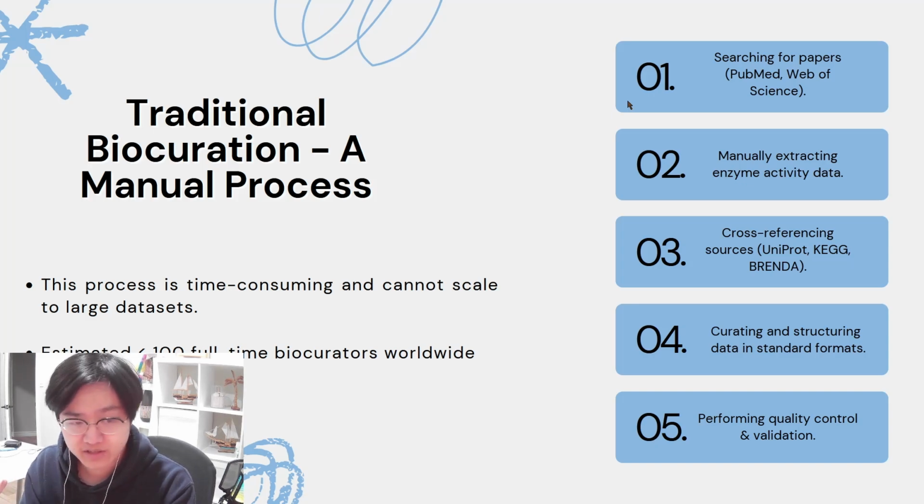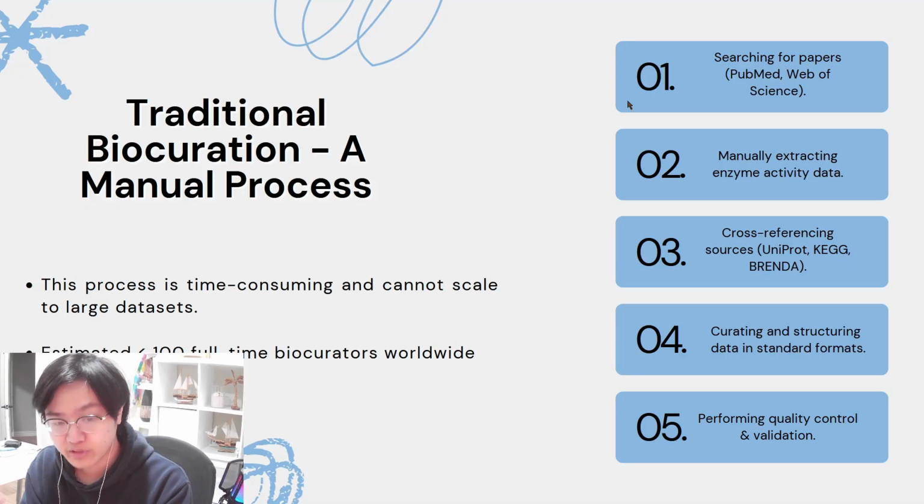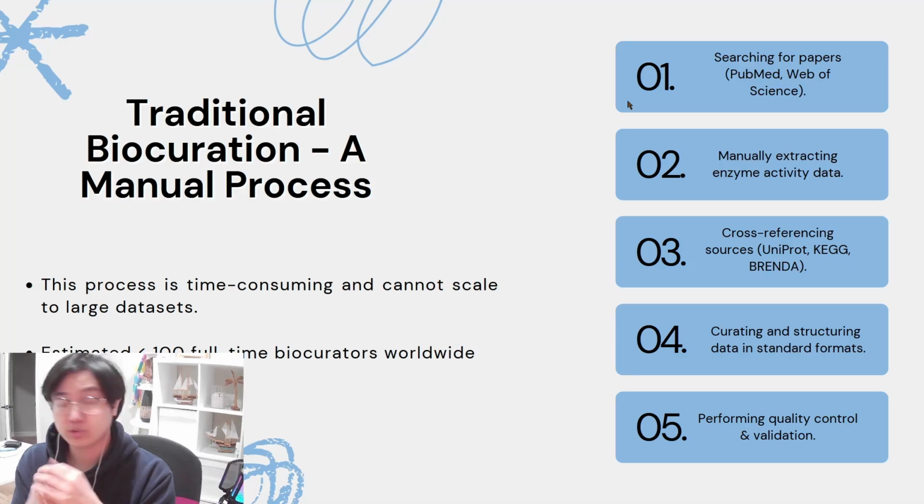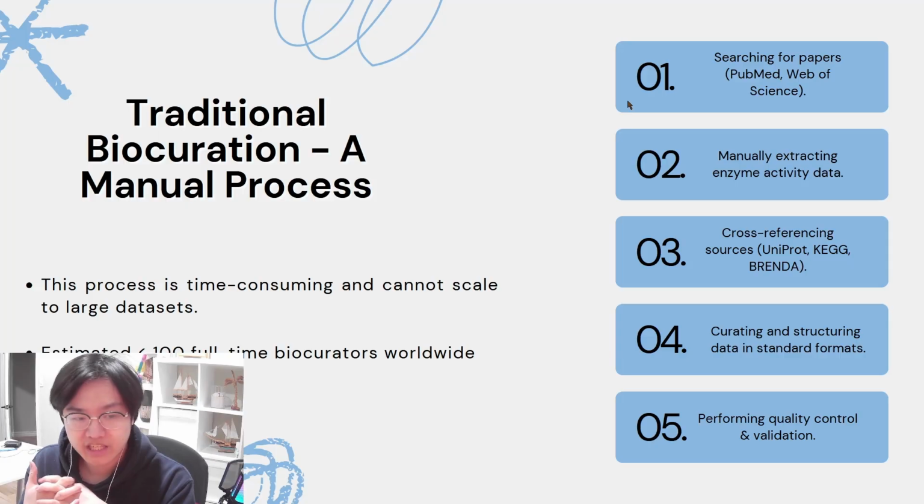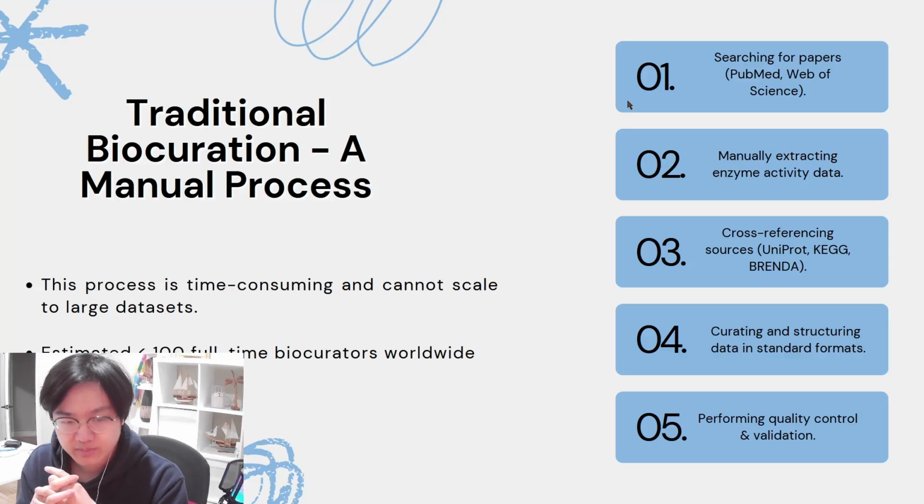So obviously this process is very time consuming, especially considering the scope and sheer number of enzymes it has to be done for. A 2022 report estimated that there were less than 100 full-time biocurators worldwide, which is obviously not enough to keep up with the pace of global genome research. So this further highlights the need for some form of automated extraction of enzyme activity from literature.